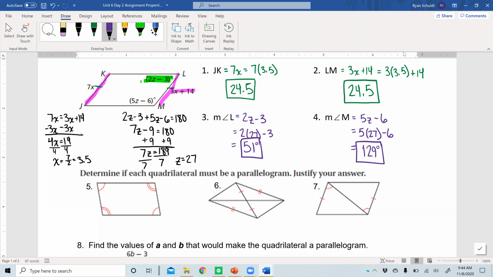Now, just like on the last pair, we can check ourselves. Check yourself before you wreck yourself. 51 plus 129 gives you 180. Okay, we're good. They add to 180, so we did it right.